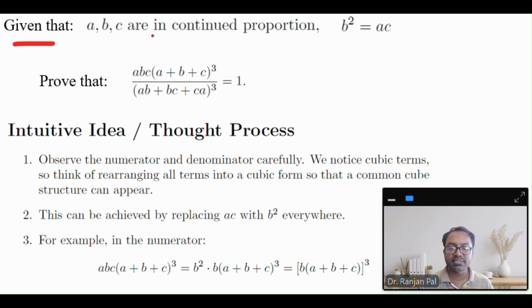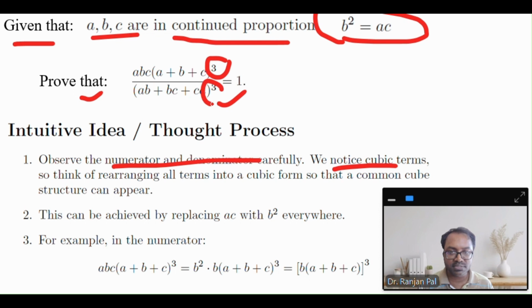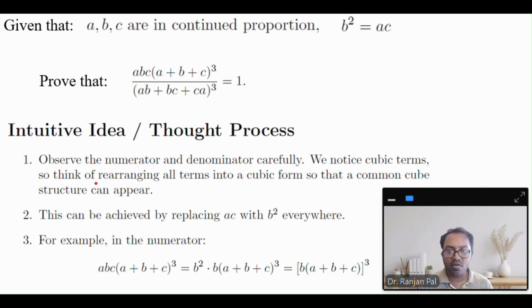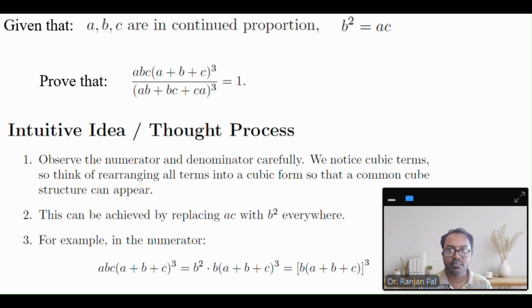In the question, it is given that A, B, and C are in continued proportion. So it can be written that B square is equal to AC. And in the statement to prove, you observe the numerator and denominator carefully. We notice cubic terms in both the numerator and denominator. So now think of rearranging all the terms in one single cubic form so that ultimately the numerator and denominator both can be cancelled and then we get the value as 1.